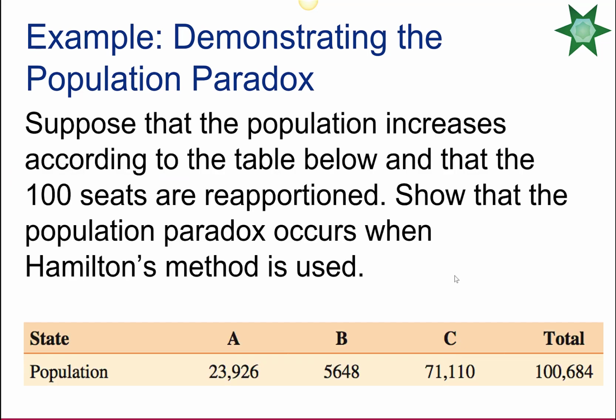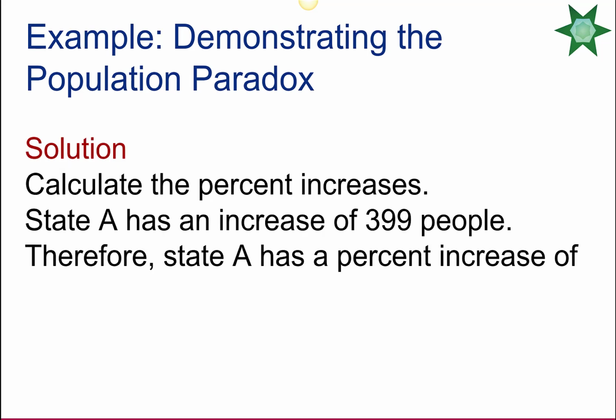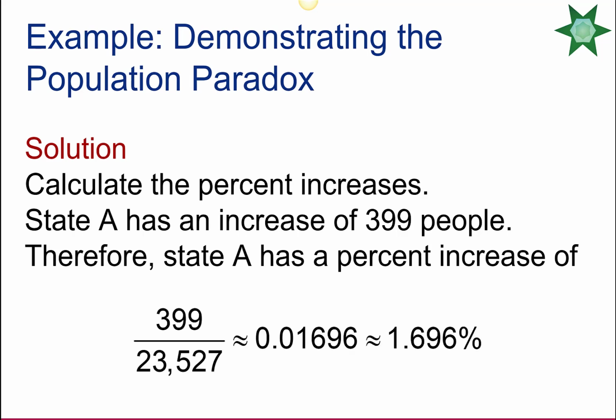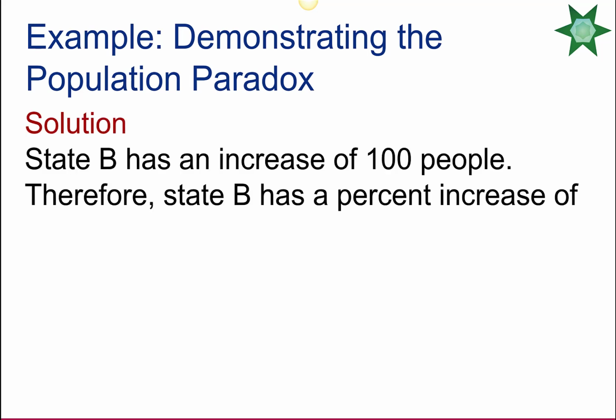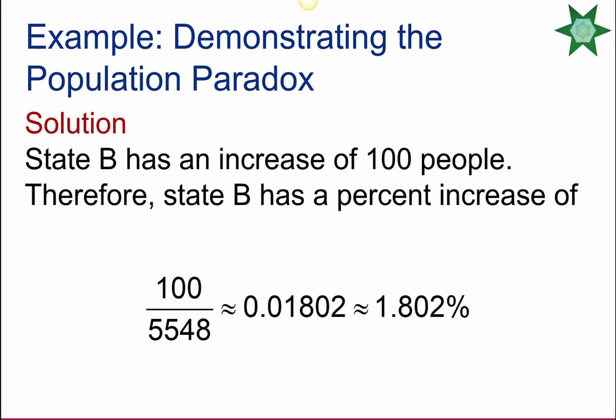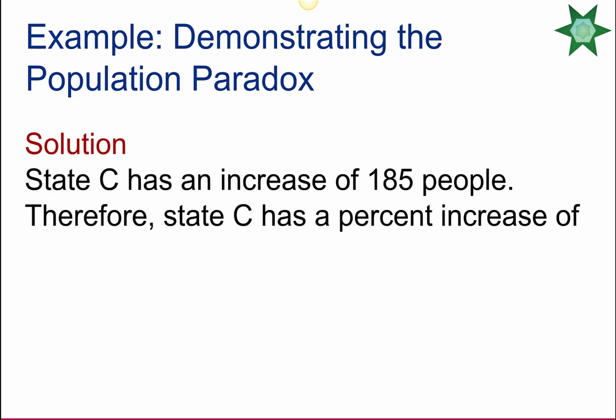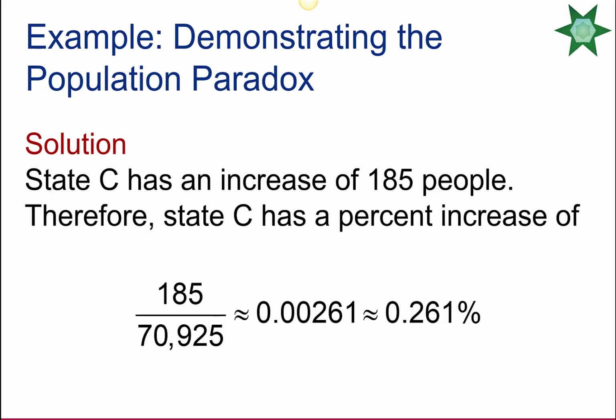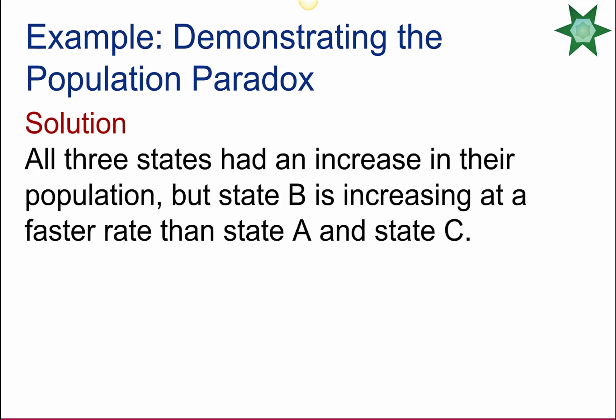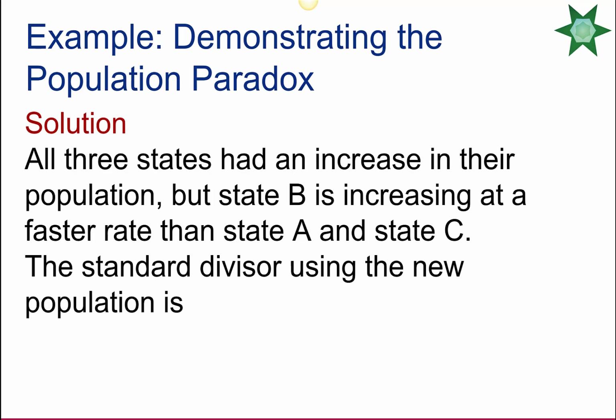Now, suppose the population increases according to the table below. Show that the population paradox occurs when we use Hamilton's method. We still have 100 seats to allocate. State A had an increase of 399 people, and the percent increase for that is about 1.7%. State B had an increase of 100, which is an increase of about 1.8%. And state C had an increase of 185, which is an increase of just 0.3%. So all three had an increase, but state B is increasing at a faster rate than A and C.